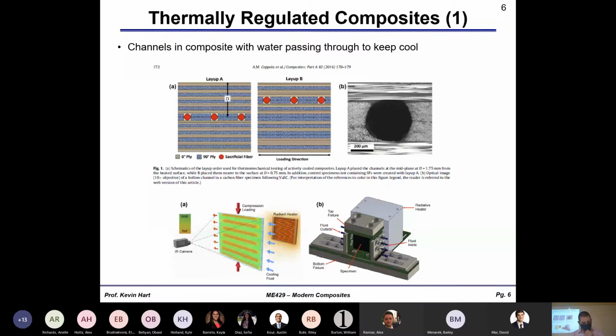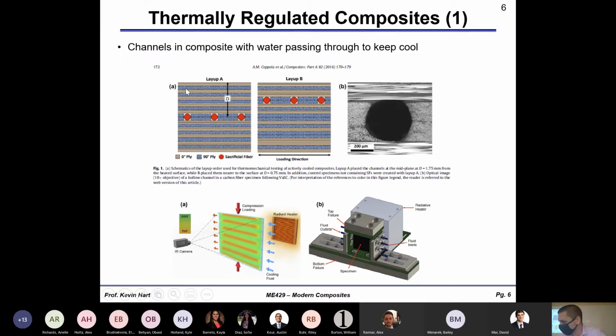Like I said, this could also be used for cooling. So we had a friend of mine in the senior design seminar 2 days ago, Tony. He worked on this particular project. This was incorporating channels into a carbon fiber composite to keep it cool.